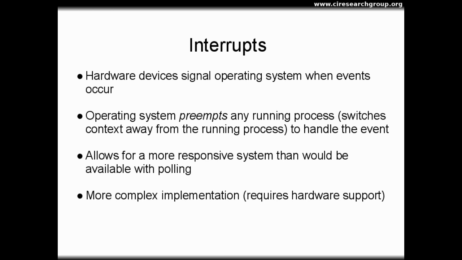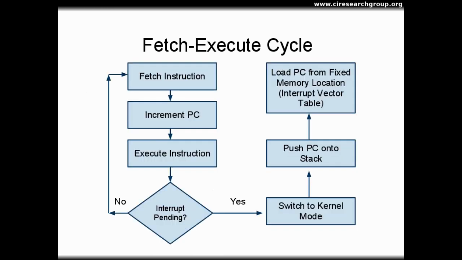This allows for a more responsive system than we could ever achieve through polling without having to waste a whole bunch of time asking idle devices for data. However, this does require a more complex implementation, and that implementation complexity begins at the hardware level. Specifically, within the CPU, we need to have a mechanism for checking and responding to interrupts. And this mechanism is implemented as part of the CPU's fetch-execute cycle.